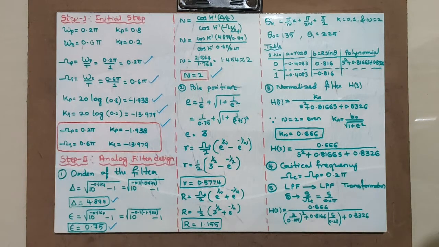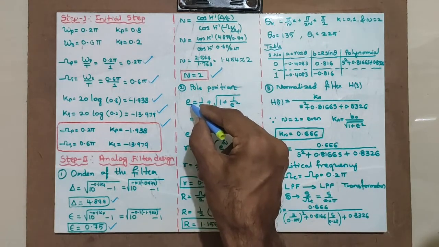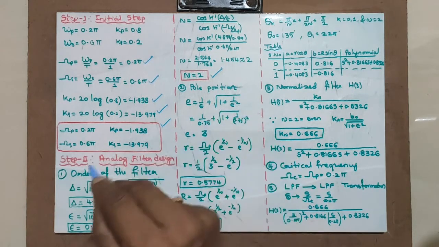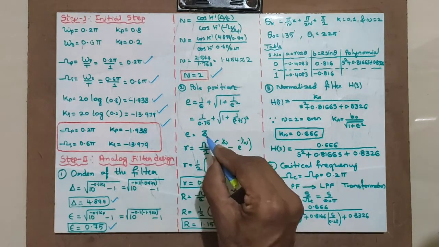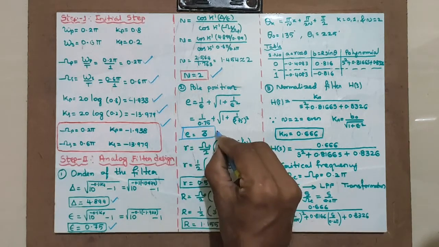Now what is the second sub-step in main step 2? That is you have to find the pole position. For that you have to find an interim value of E, which is given by 1 by epsilon plus square root of 1 plus 1 by epsilon square, with epsilon found here as 0.75. E value comes out to be 3. Okay, E value comes out to be 3.